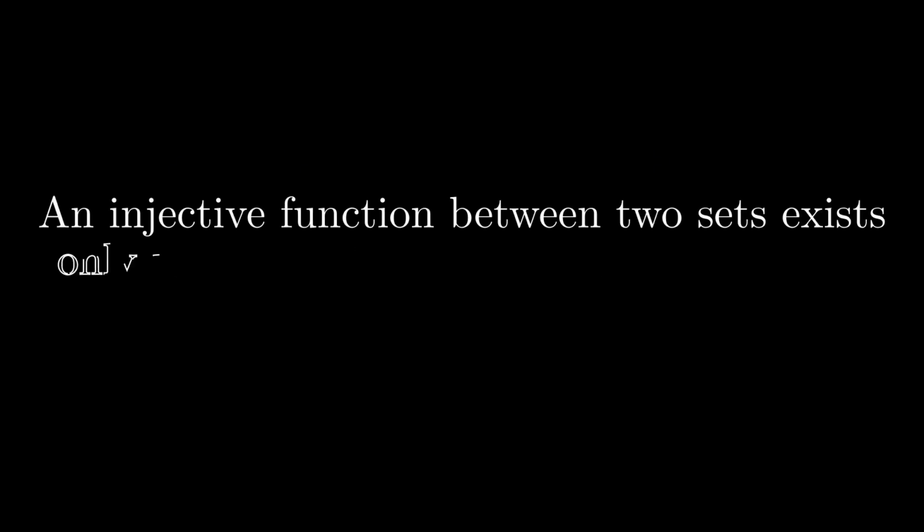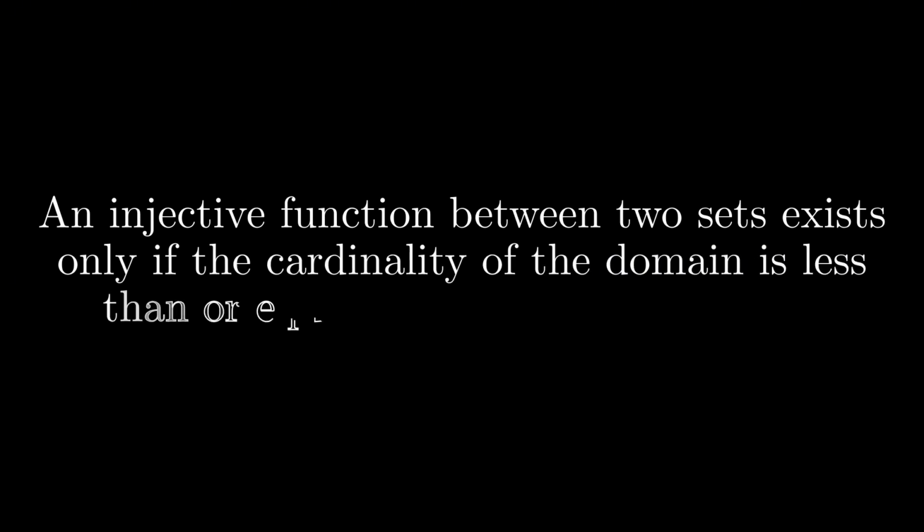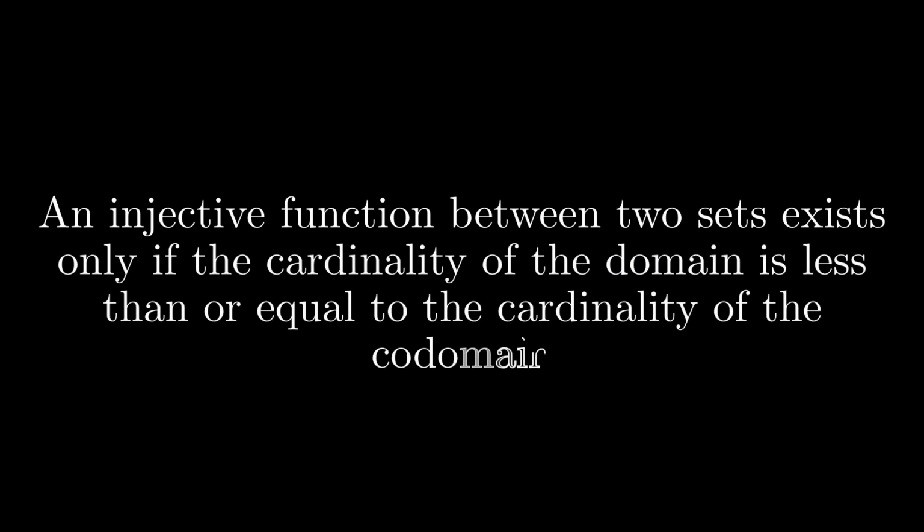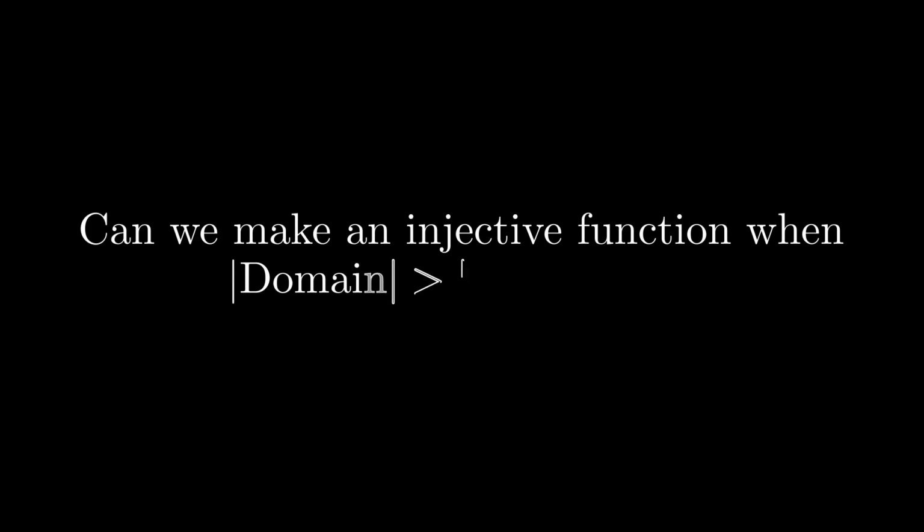Great, so what does this have to do with cardinality? Well, there are some facts about injective and surjective functions that can tell us about the difference in cardinality between two sets. Firstly, an injective function between two sets exists only if the cardinality of the domain is less than or equal to the cardinality of the codomain. Why is this the case? Well, let's look at an example where the cardinality of the domain is greater than the cardinality of the codomain, and let's try as hard as we can to make an injective function.